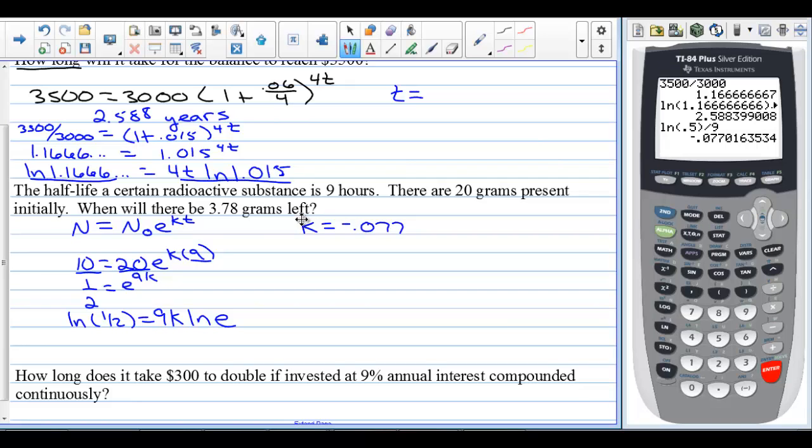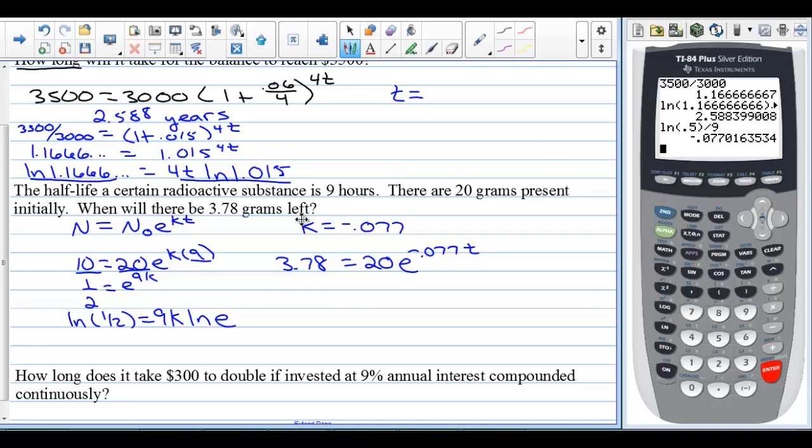We expected it to be negative because this is half-life. It's decaying. We want to know when there will be 3.78. So 3.78 grams is equal to 20 grams e to the negative 0.077 t. We're trying to find the time.